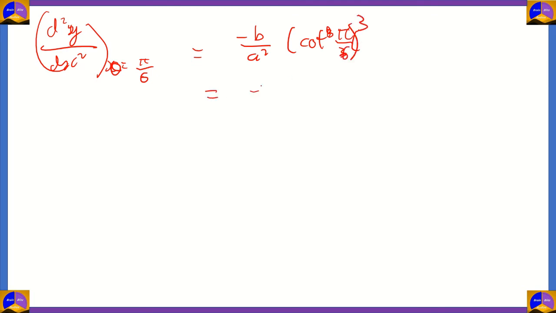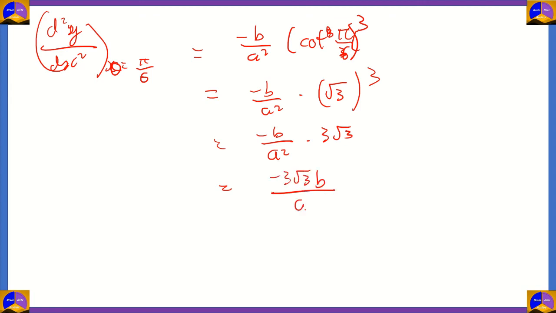So that is equal to minus b by a squared times cot pi by 6, which is root 3. So now what we're going to do is root 3 the whole cube. That means root 3 the whole square times root 3, so that is 3 root 3. Therefore, the final answer is minus 3 root 3 b divided by a square. So that is your final answer, the value of d squared y by dx squared at theta equals pi by 6.